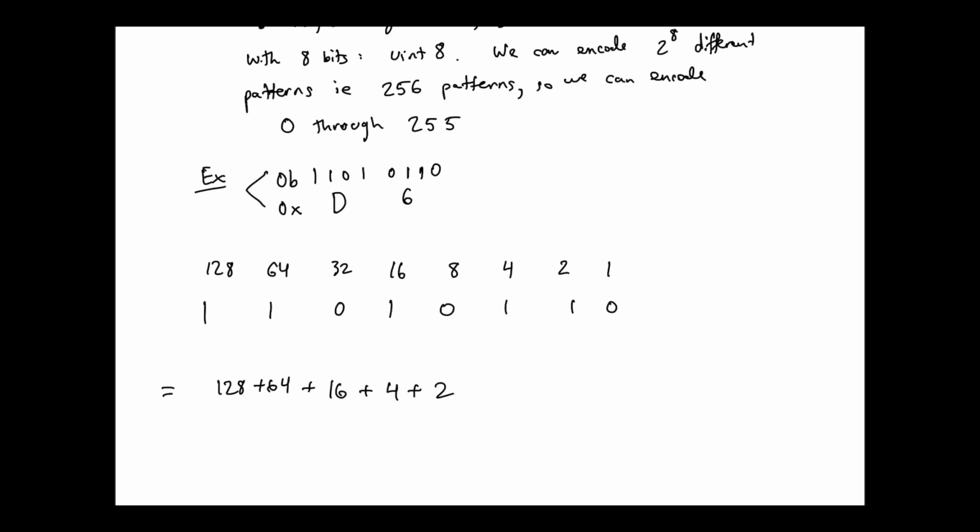Does that check out? Well, 192 plus 16 is 208, plus 4 would be 212, plus 2 would be 214. Yeah, okay. I'm bad at arithmetic, period, but especially early in the morning. But 214.